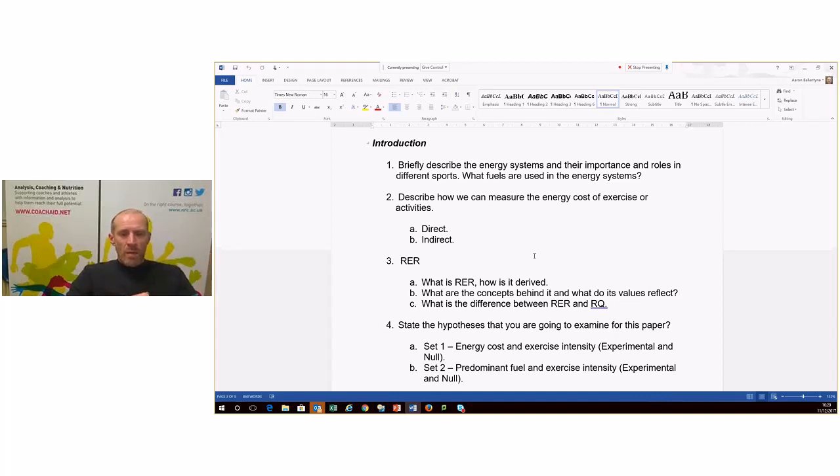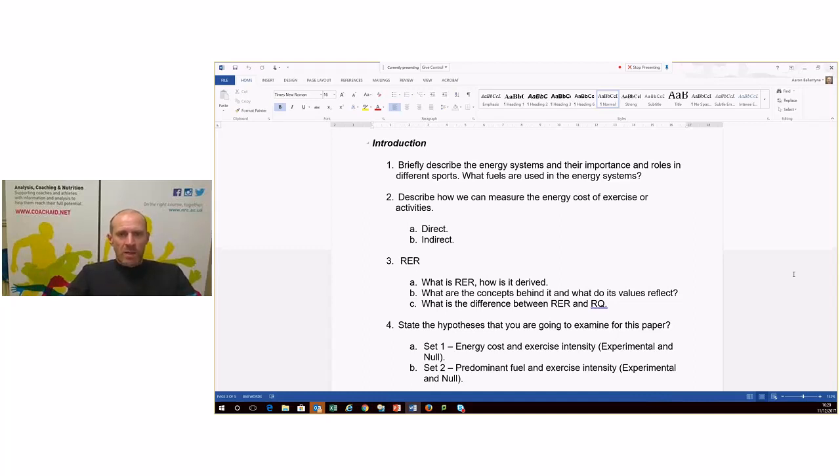Question 2, describe how you measure the energy cost of exercise or activities. I'll give you two types here, direct and indirect. So direct is the bomb calorimeter type of thing we talked about, a very simple version of it you would maybe have done in school, burning the crisp and looking to see how much heat has been transferred from the crisp into a test tube of water. You measure the temperature increase of the water, and you can work out the calories burnt.